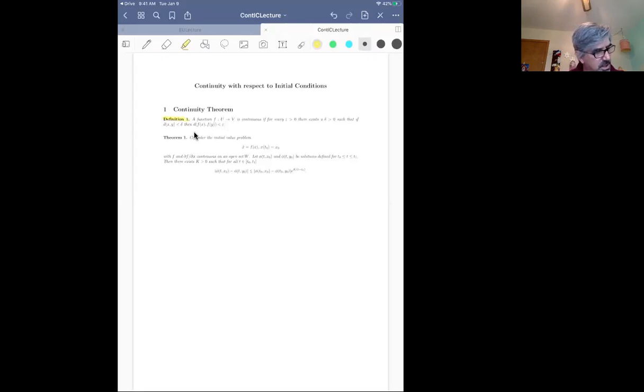You are used to seeing this with absolute values instead of distances, but I just wrote it with distances since we just introduced that concept. And the reminder that the absolute value of x minus y is a distance function on R. So this is just a slightly more general statement of the definition of continuity. So what does that mean in this context?